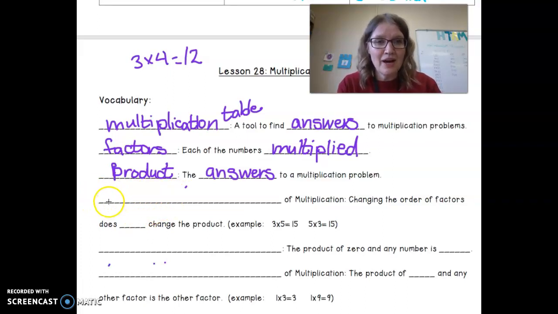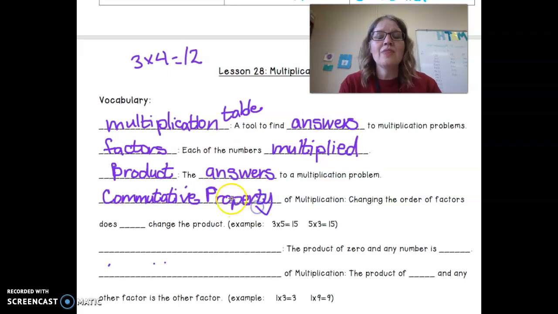When we're talking about multiplication, there is a beautiful property called commutative. The commutative property of multiplication means that changing the order that the factors come in does not change the product. So, as our notes say, 3 times 5 equals 15 is the same as 5 times 3 equaling 15.